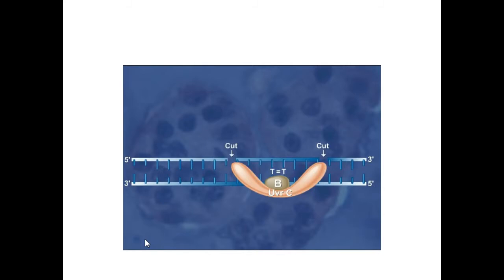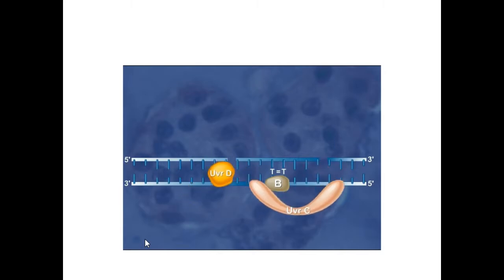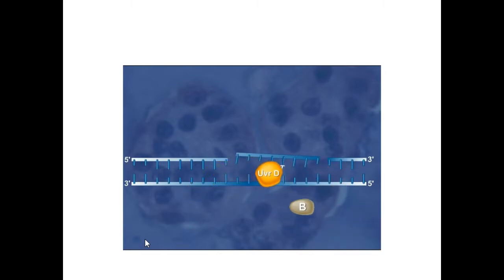Both cuts are several bases away from the damaged site. UVRD, a helicase, then binds to the site and separates the segment of damaged strand from the rest of the DNA molecule. UVRB, C, and D are then all released from the damaged region. This leaves a gap that is filled with the proper nucleotides by DNA polymerase and then sealed by DNA ligase. The end result is that the damaged DNA has been replaced with the correct bases.